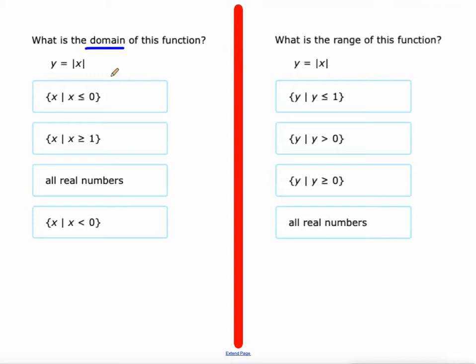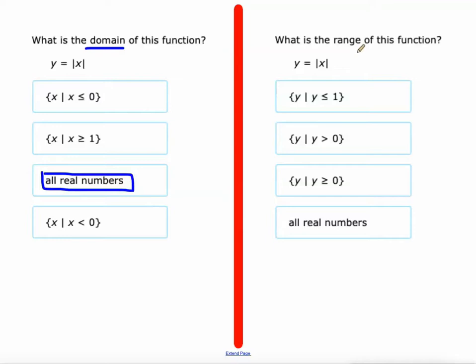Think about domain as all the possible values you can put in. Can you think of a value of x that we can't take an absolute value of? I can't, because it's all real numbers. I can't think of many instances where we would have an absolute value function that wasn't all real numbers for the domain. Now the range is a little bit different, okay?